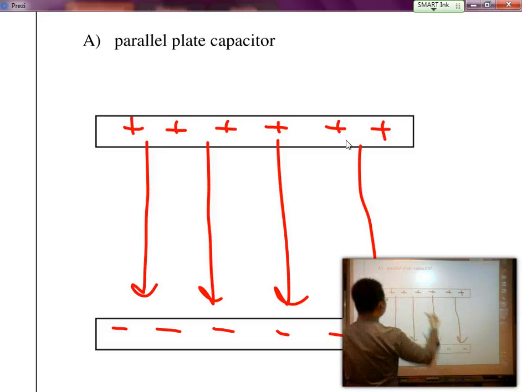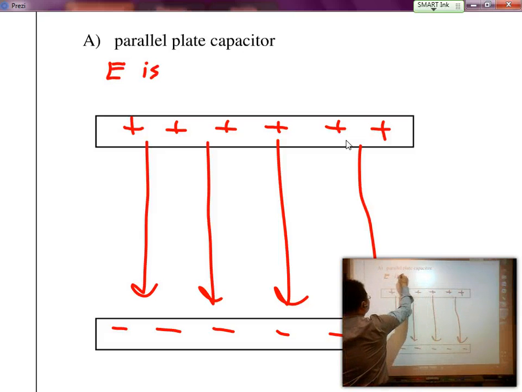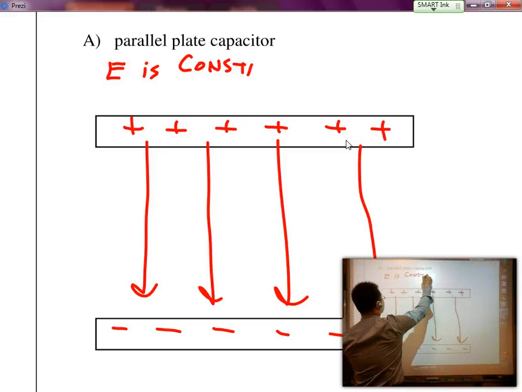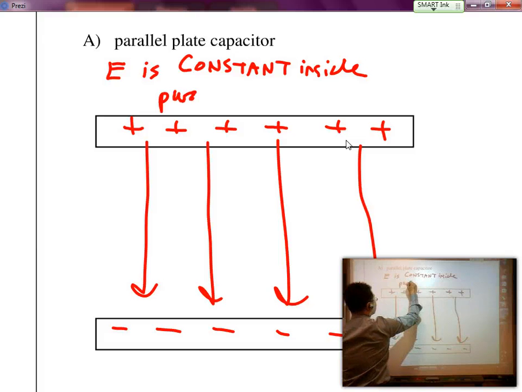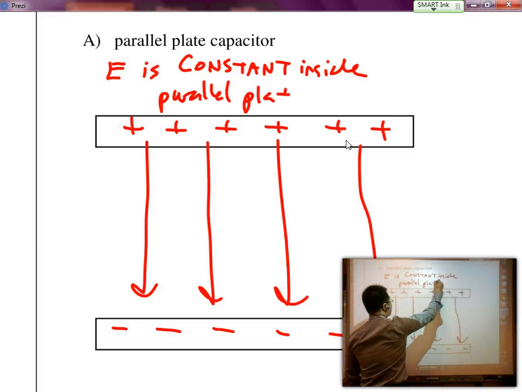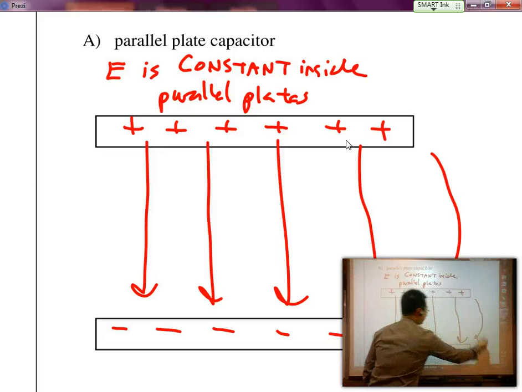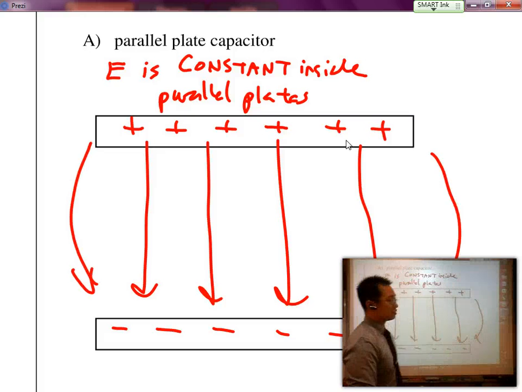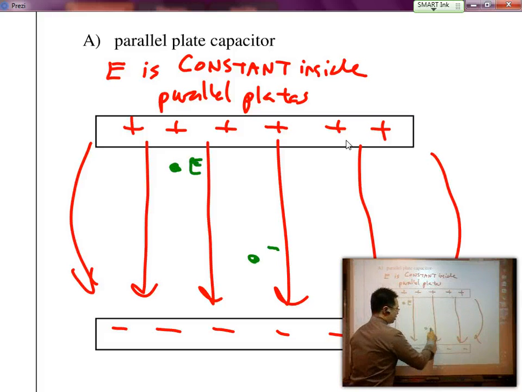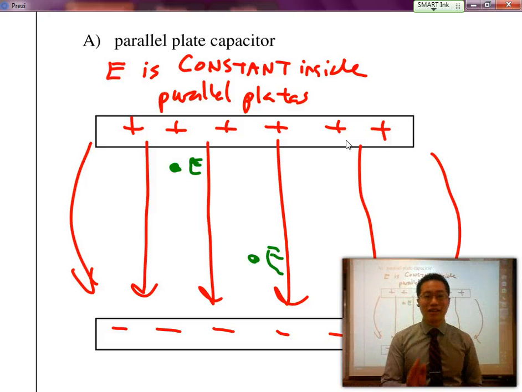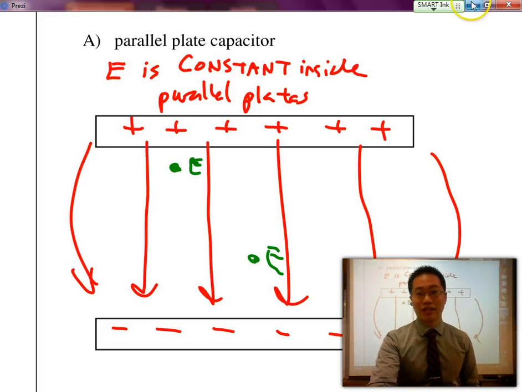The fact is, the electric field is constant inside parallel plates. Well, there's some sort of bending on the outside. But on the inside itself, the electric field at one point, E, is the same as any point anywhere else. So the electric field is the same everywhere inside parallel plates. And we'll come back to that a little bit later.